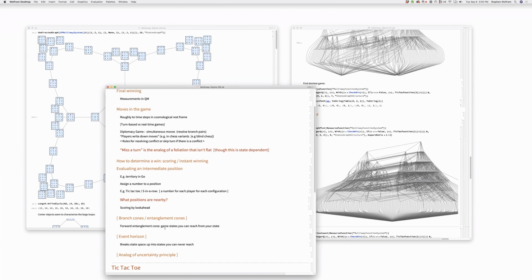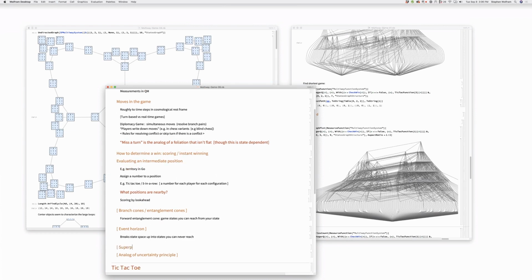Okay, my next question, let's talk about superposition for a second. Is there an analog of superposition in games? For example, if one player doesn't know what the state of another player is, is there some analog of superposition? Superposition basically just means that you've got a whole bunch of different states and you're going to treat them all together.